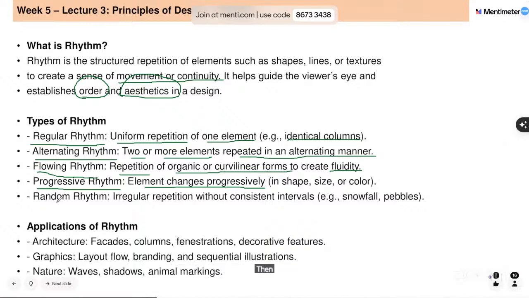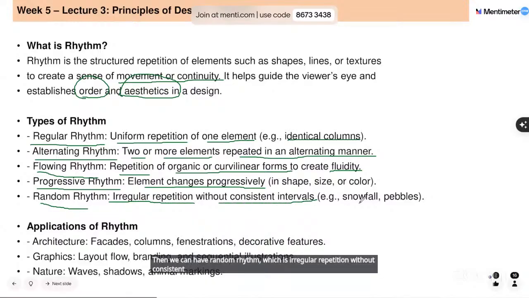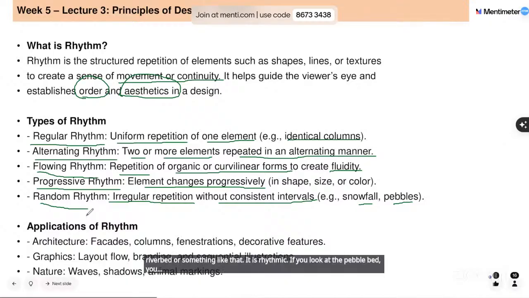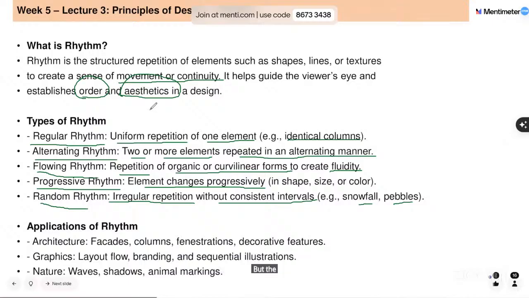Then we can have random rhythm, which is irregular repetition without consistent intervals. So like snowfalls or pebbles on the river bed or something like that. It is rhythmic. If you look at the pebble bed, that's the first thing that will come to your mind. It's a rhythm, it's a repetition. But the size is different.